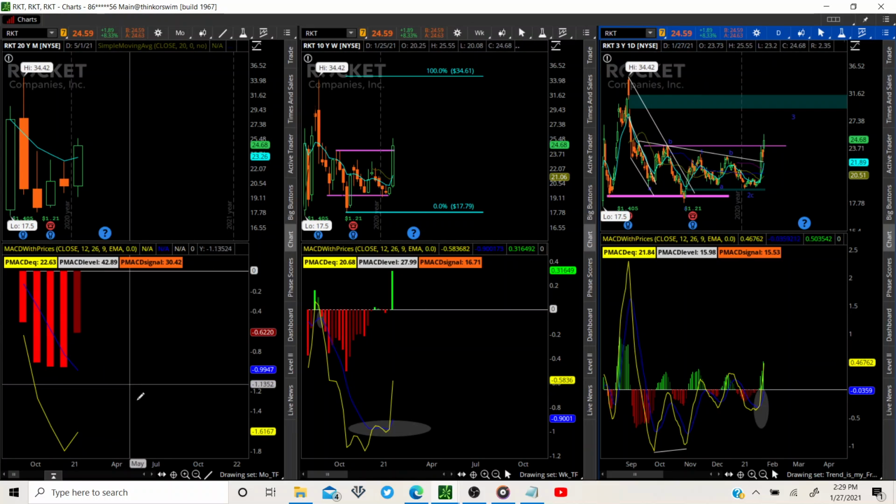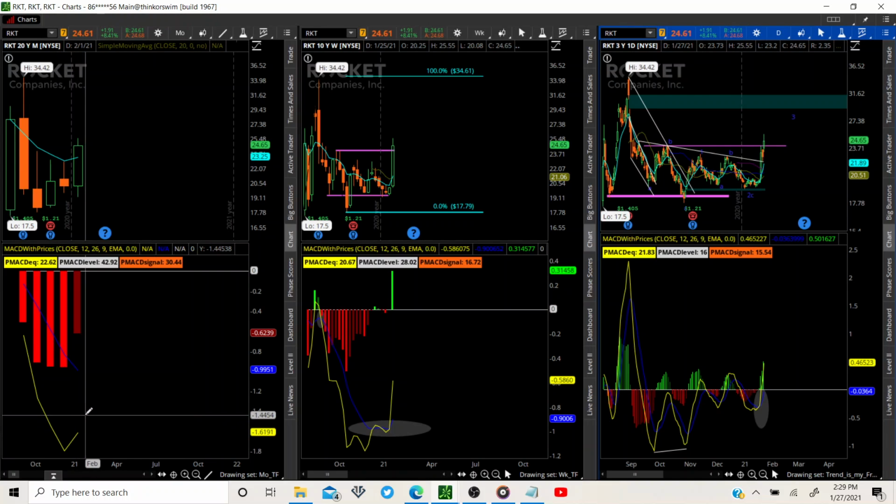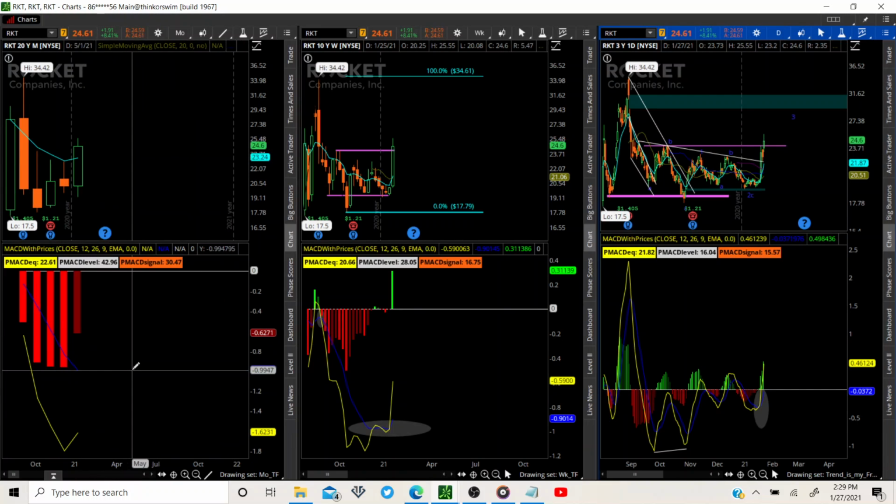Okay, so you notice that our overall trend here on the monthly, I'll start off with that, is we're starting to face to the upside. That's because price is moving to the upside, but the overall trend is still bearish, right?